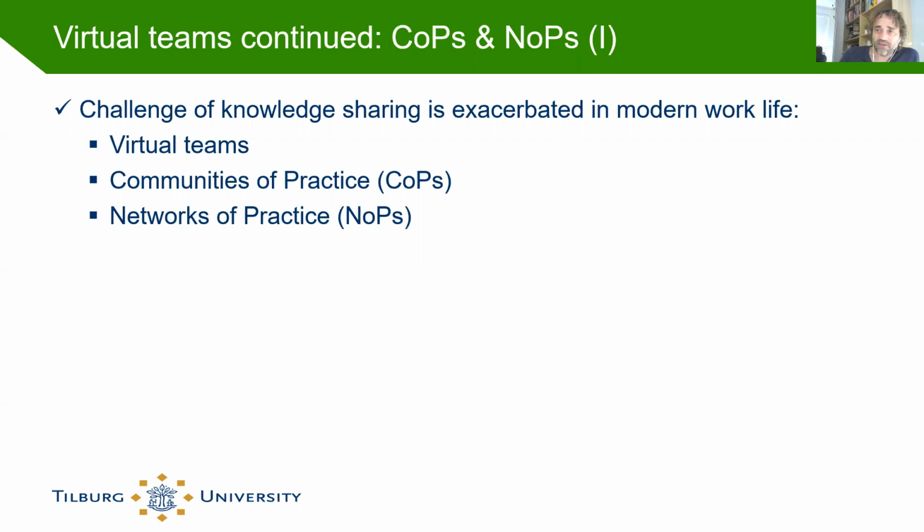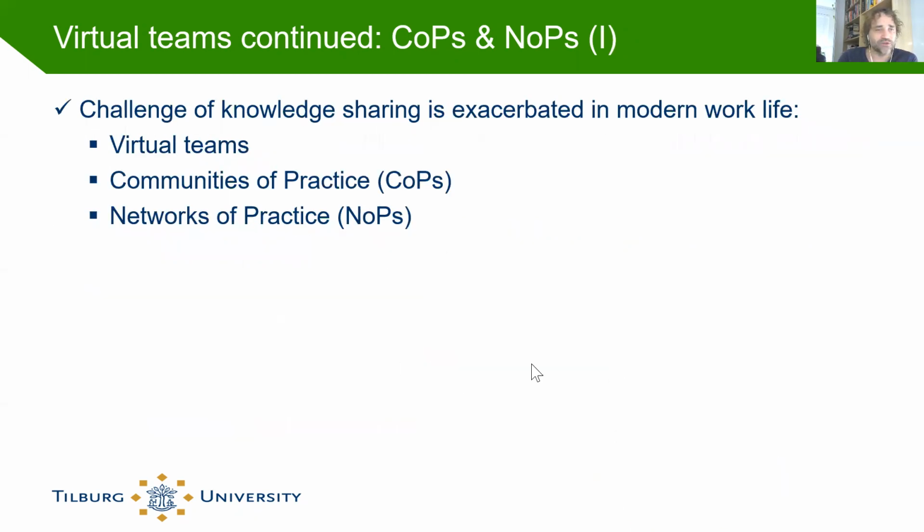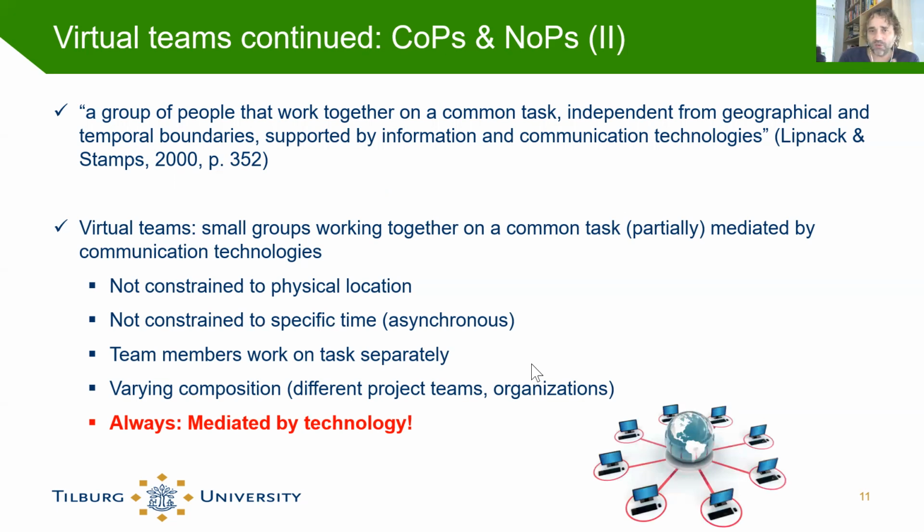I want to tie this network individualized organizations to 3 types of virtual teams. So if you look at how organizations organize themselves, and especially how teams organize themselves, it's not always in terms of virtual teams, but also in terms of communities and networks of practice. So a virtual team we discussed before. It's usually a small group of people working on a common task, but mediated by technology and not necessarily constrained by time and place.